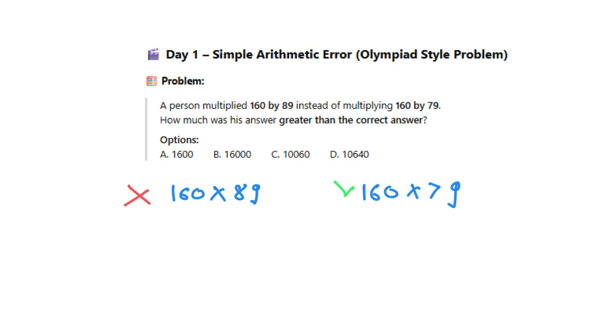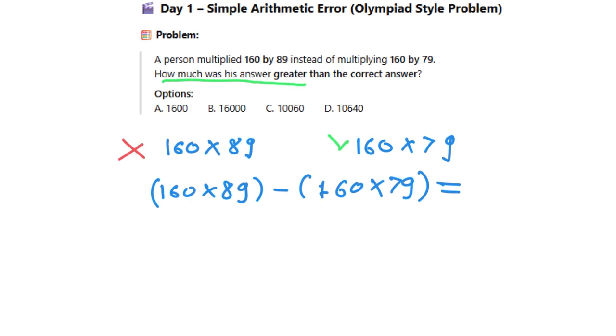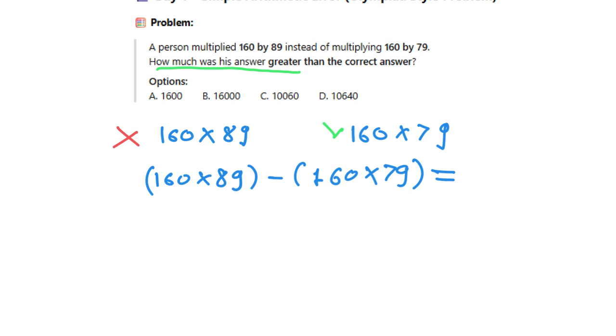So the first way to find out how much his answer was greater than the correct answer is to multiply 160 by 89 and subtract from it 160 multiplied by 79, and whatever the answer is, that is our required answer. But we can see that this is quite a lengthy multiplication.